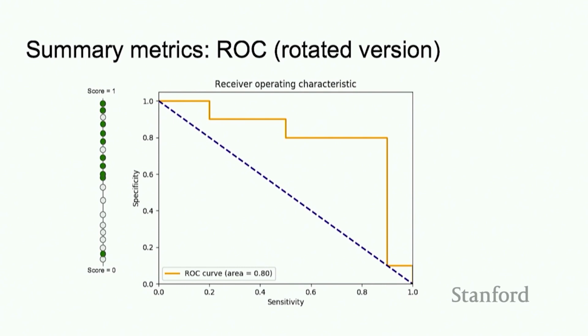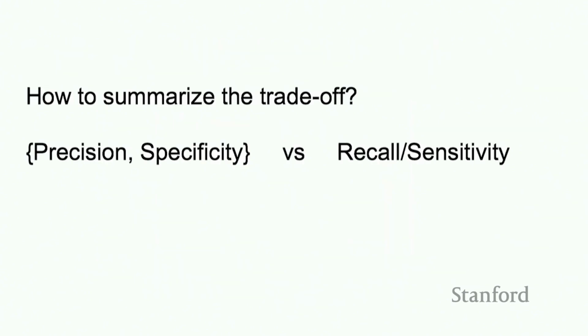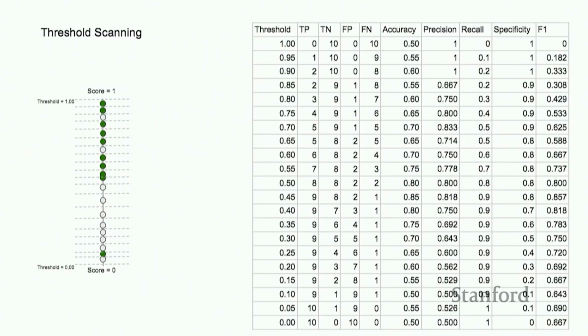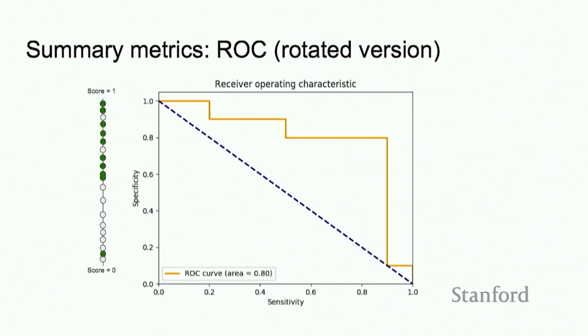So I'm going to go back two slides. As we scan the threshold from 0 to 1, for each threshold we read off the sensitivity and specificity and plot that point on a graph of sensitivity versus specificity. As we plot the different points from scanning different thresholds and connect them, you get this ROC curve.